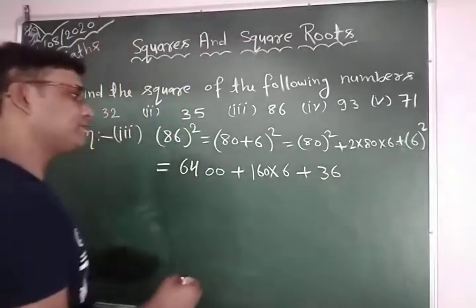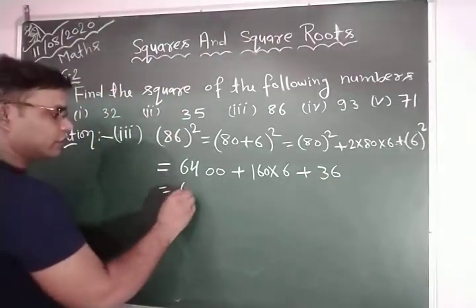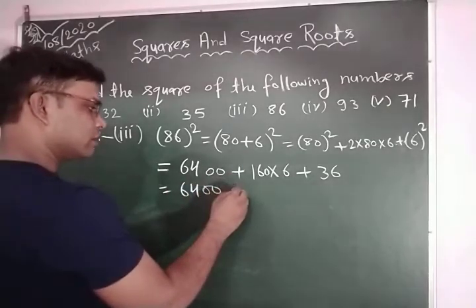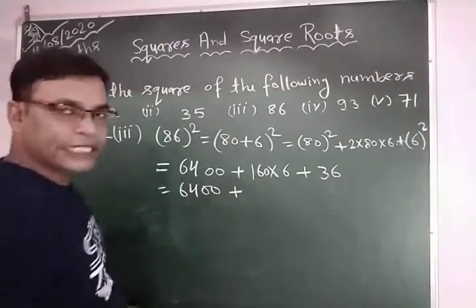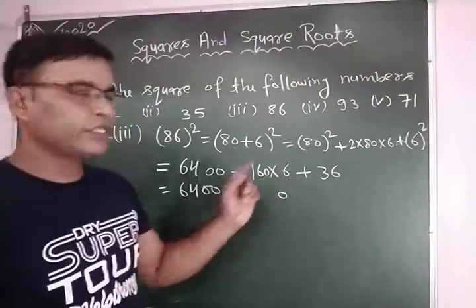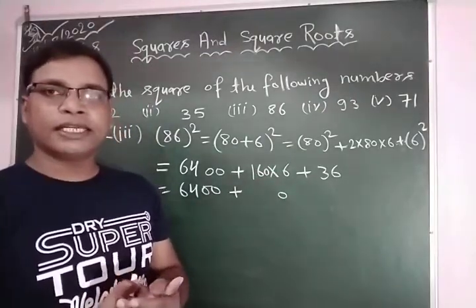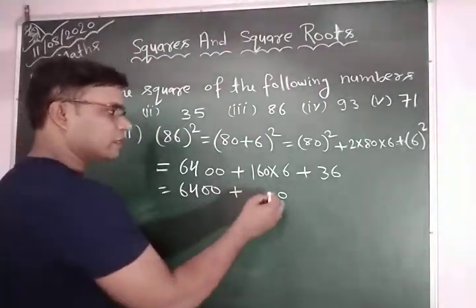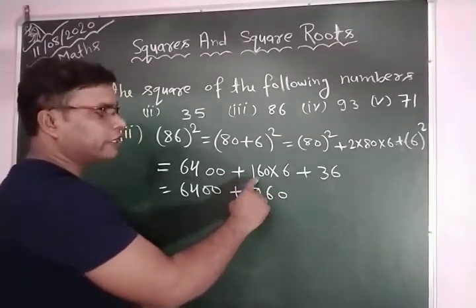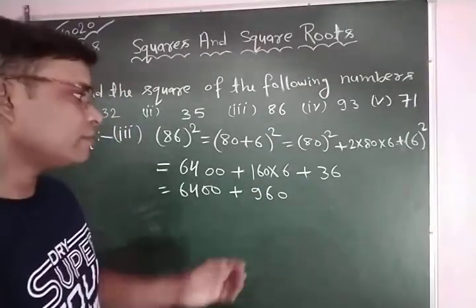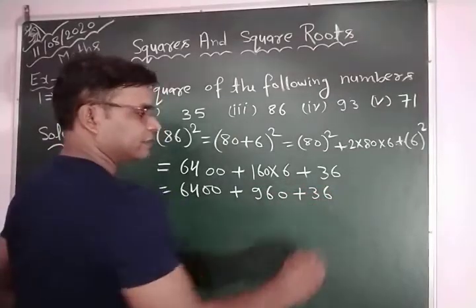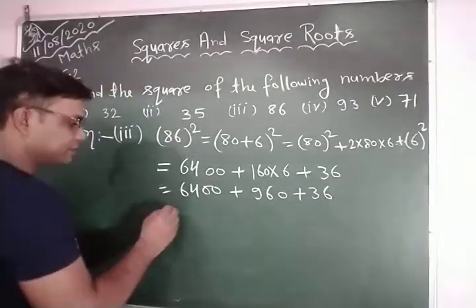Clear? Now 6,400 plus 160 into 6, so 60 into 6 is 360, plus 100 into 6 is 600, so 960. 160 into 6 is equal to 960, plus 36. Okay, add them.